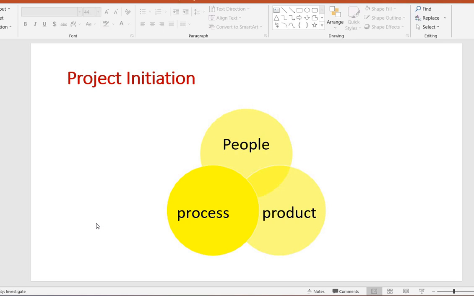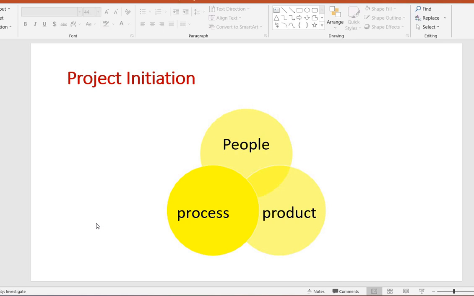Now let us mention the key components. Like in management theory, you all might have heard about the P principle or P model or P theory. Out of that, here we are talking about three P's. The first one is people, the second one is process, and the third one is product. So all three are equally important.